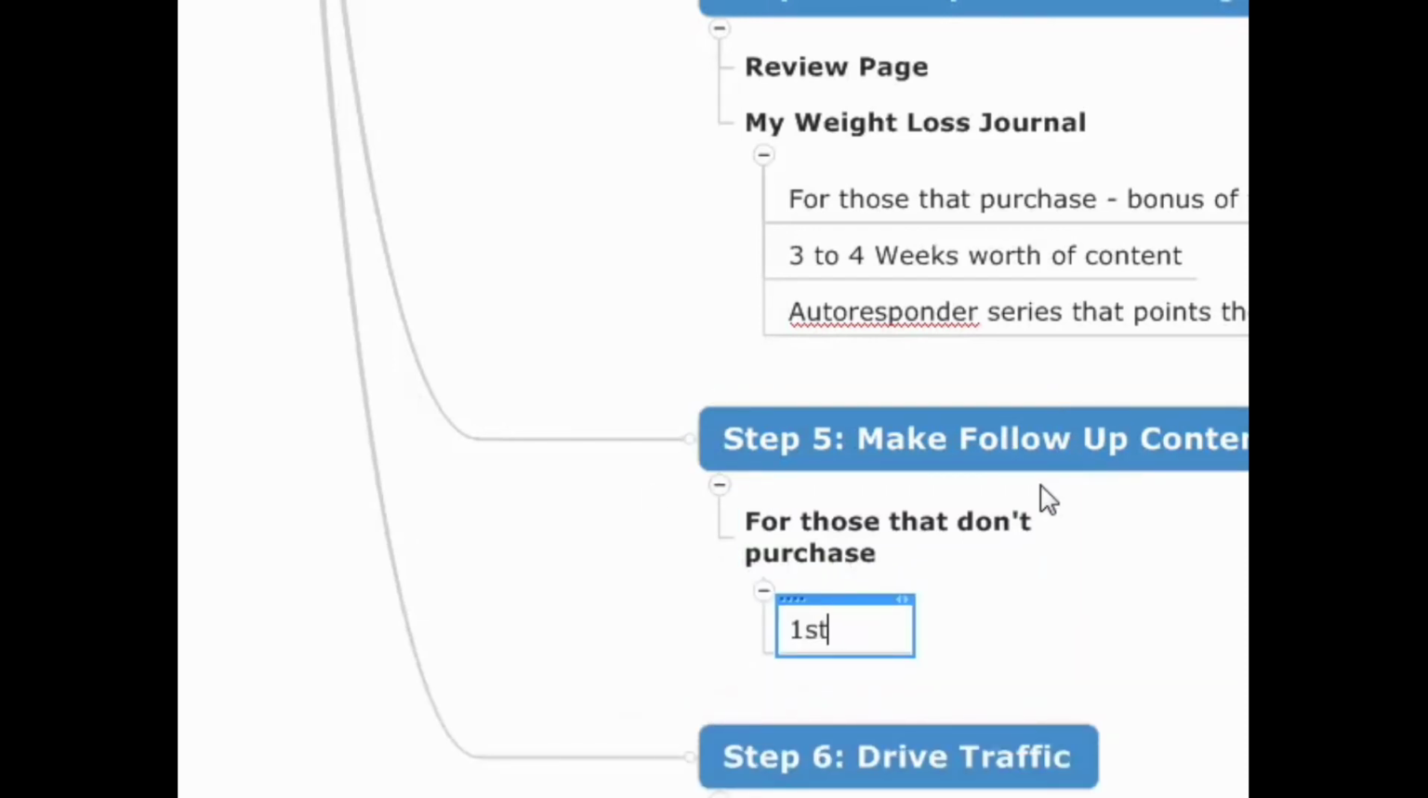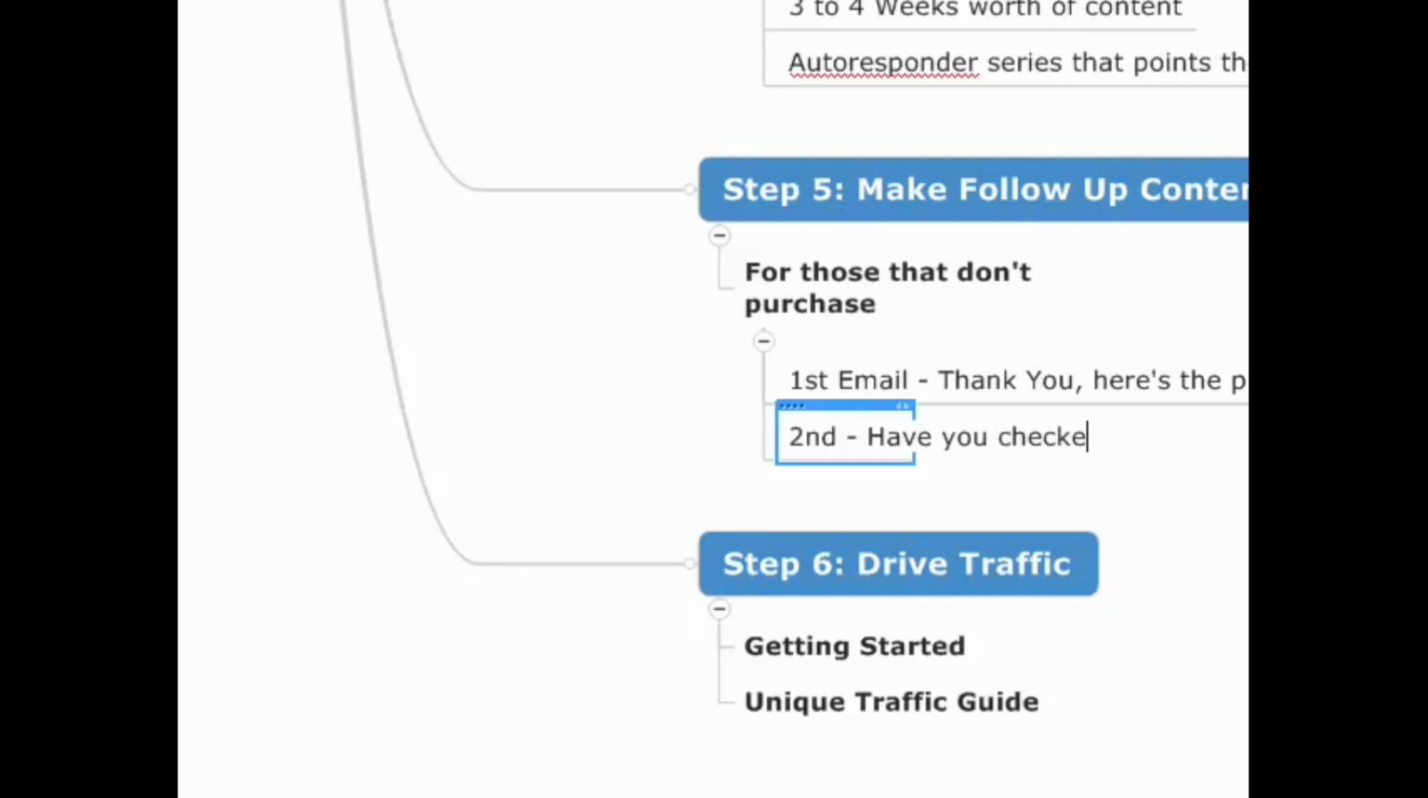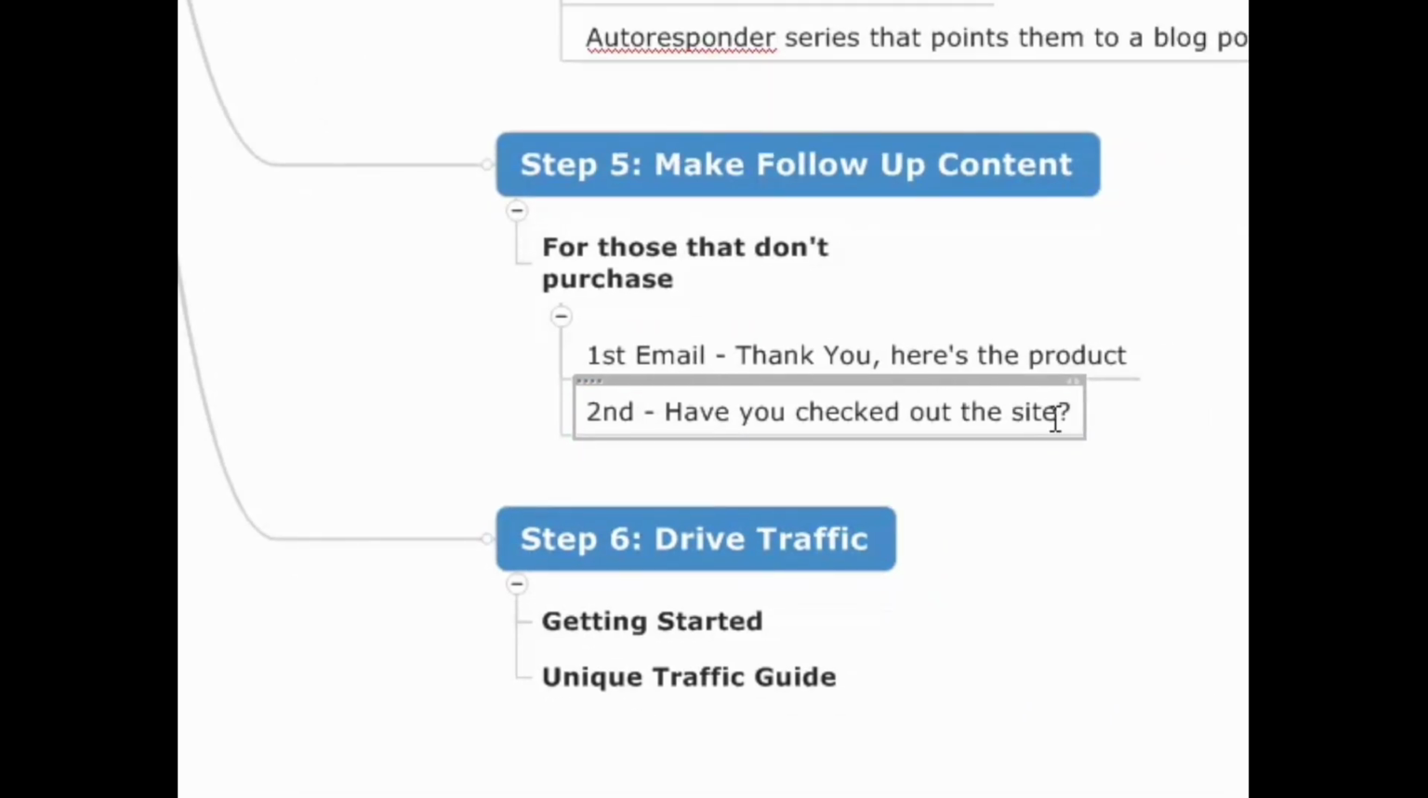Now, the first email is always going to be a thank you email. Hey, thanks for purchasing, here's your product, or thanks for signing up, here's the product. Now the next email, if they're still on this list by the second email, they haven't purchased yet. So I would do a simple email just reminding them, have you checked out the site? I would do this at 1-day intervals. So the very next day, hey, did you check out that site I told you about?